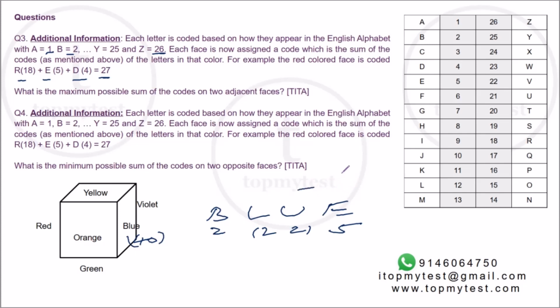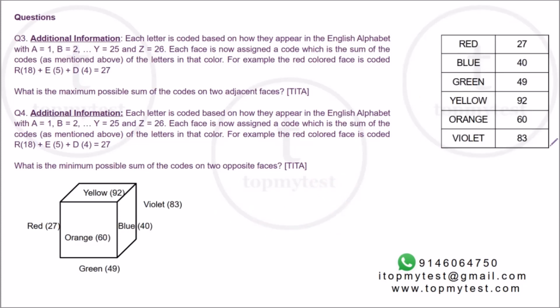Right, so I will not be adding up all of them. I've written this down. I've calculated this earlier. Okay, this will probably take you an additional 1.5 minutes. Now after this, you can solve these two questions straight away. Okay, what is the maximum possible sum of the codes on two adjacent faces? So two adjacent faces, what is the maximum possible sum?